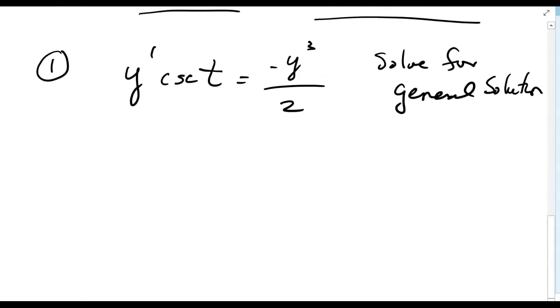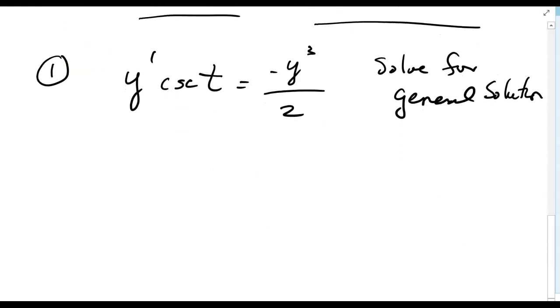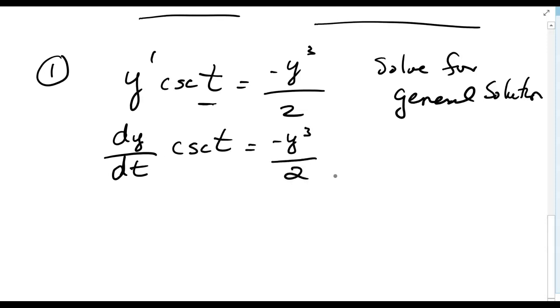So there's a couple things you have to do before you can go ahead and solve a differential equation. Number one, I would get rid of anything that's written as a prime and figure out what my independent variable is, what I am differentiating with respect to in this particular problem. In this problem, you can see it's t, so it's dy dt. In order to solve it, we have to do what we call a separation of variables.